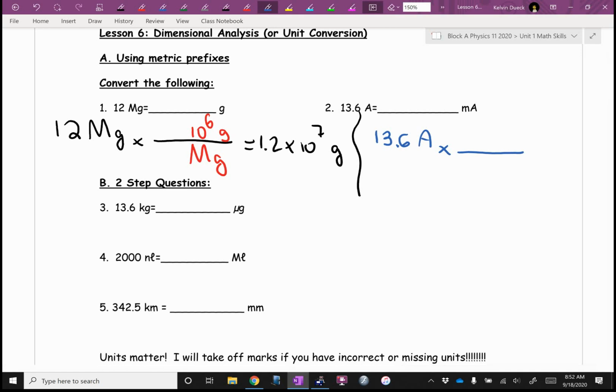I guess this time I want to get rid of just plain old amps. Where is amps, Owen, in this first fraction? On the bottom. What units do I want to end with on the top? What's the lowercase m abbreviation for? Milliamps.